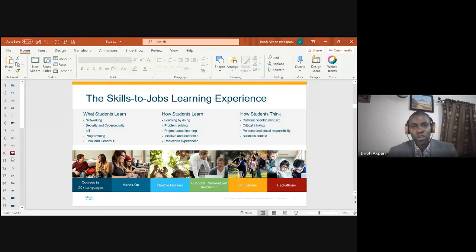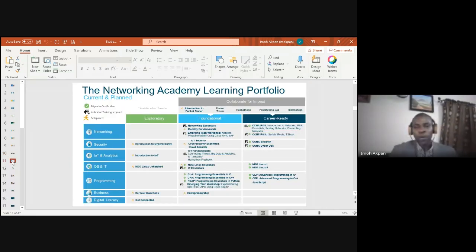So we tailor our curriculum in line with those three: the technical skill, the soft skill, and the entrepreneurial skills. Those are what form our curriculum. So the courses cut across networking, security, Internet of Things, OS, programming, basic business, and then digital literacy. We have courses in networking, in cybersecurity, in Internet of Things, and in basic OS and IT, like we collaborate with Linux, we collaborate with CompTIA also to deliver some.